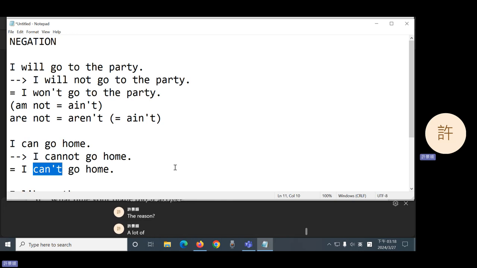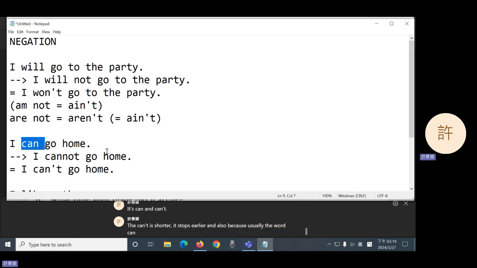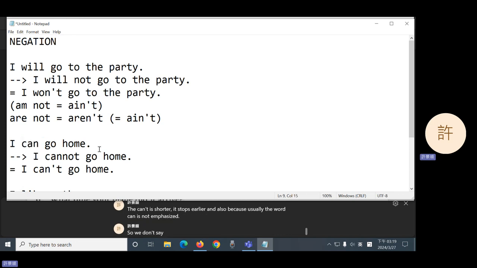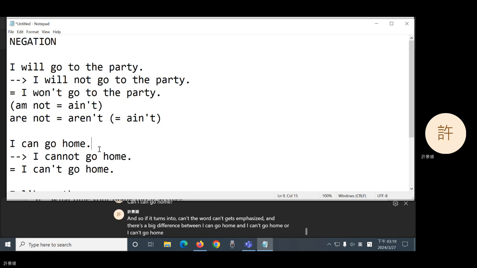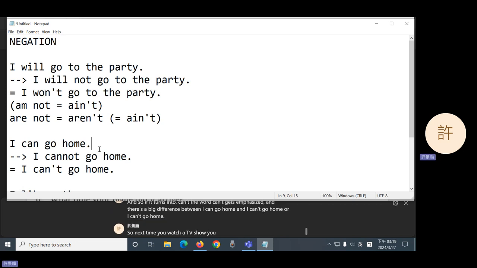The reason a lot of people mishear these two words is because the difference is not in the T. It's not can and can't. It's can and can't. The can't is shorter. It stops earlier. And also because usually the word can is not emphasized. So we don't say, I can go home. We say, I can go home. Can, I can go home. And so if it turns into can't, the word can't gets emphasized. And there's a big difference between I can go home and I can't go home, or I can't go home. So next time you watch a TV show, you can pay attention to this difference.